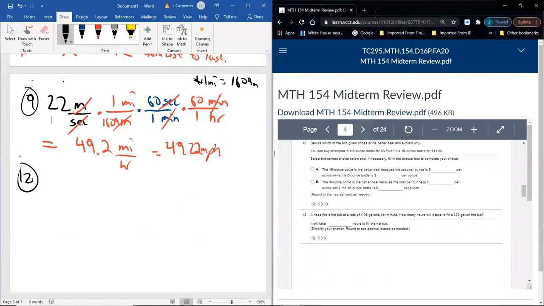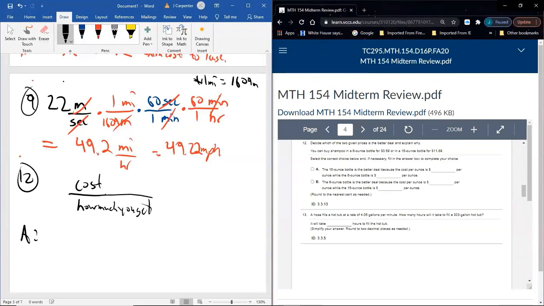12. Decide of the two given prices, which is a better deal, and explain why. We've got 6 ounces of shampoo for $3.59 or 15 ounces of shampoo for $11.89. So, remember cost analysis: cost analysis is always the cost divided by how much you get. And I say that very loosely. Quantity, a total, anything like that.